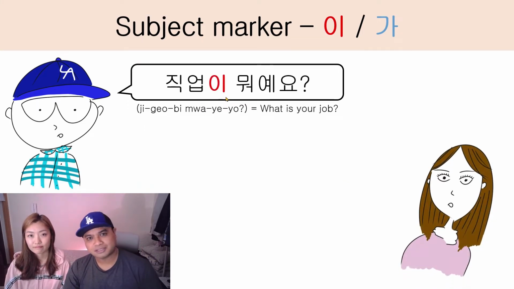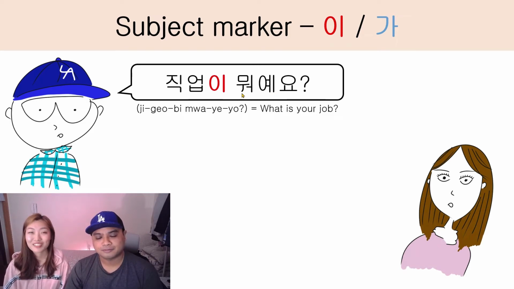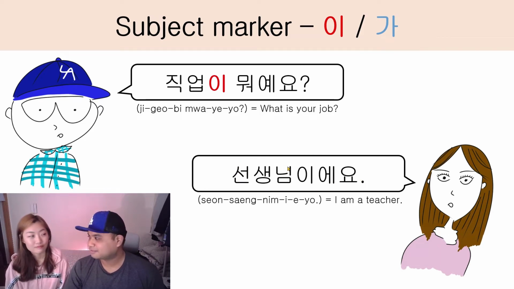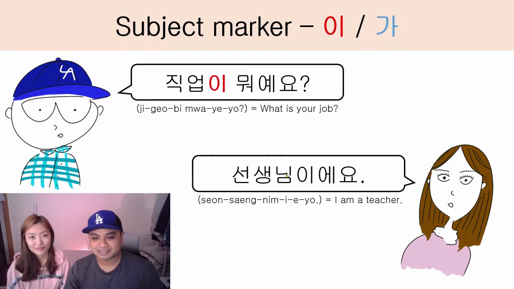When you meet someone for the first time, there are many questions you can ask. This is a question you can ask your new friend, and this one means, what is your job? 직업 means job. 뭐예요 means what is. What is your job? 직업이 뭐예요? And then your friend can respond. 선생님이에요. 선생님 means teacher. 이에요 means is, so I am a teacher.